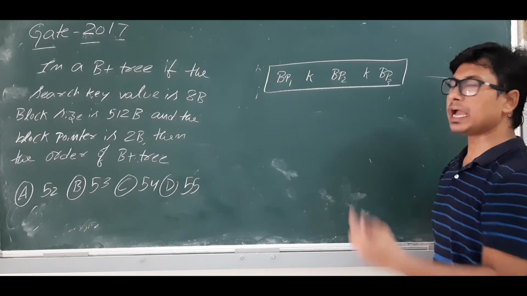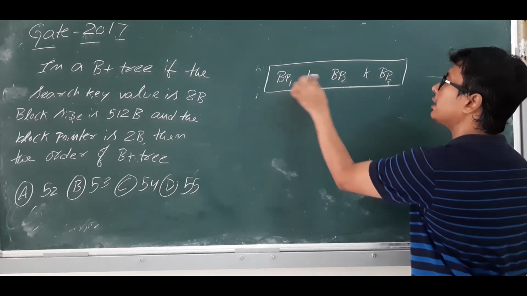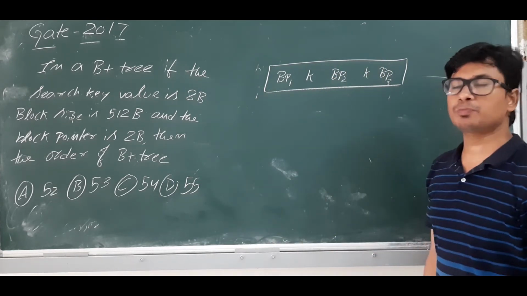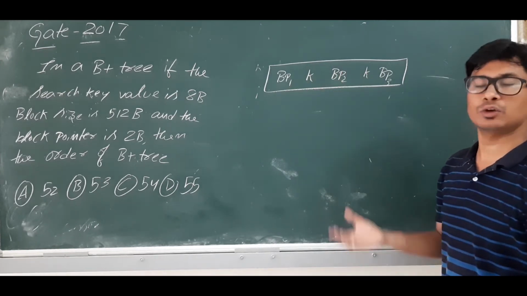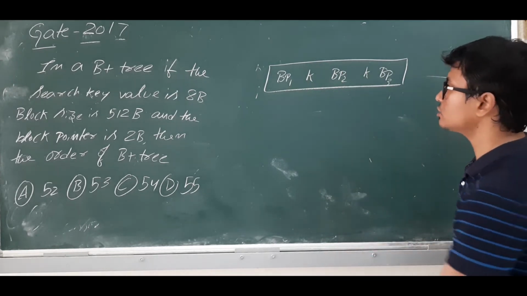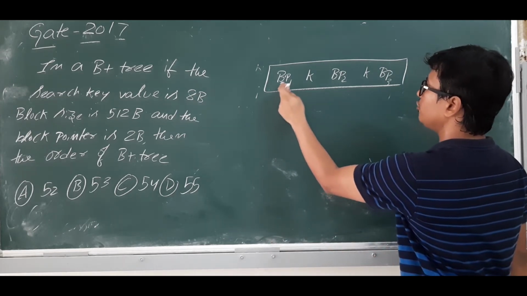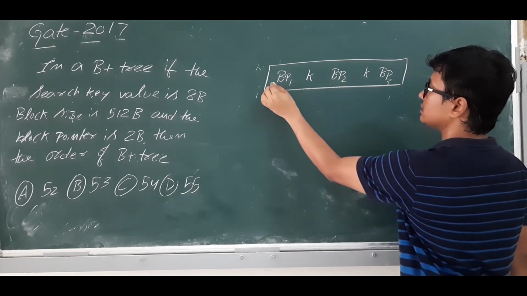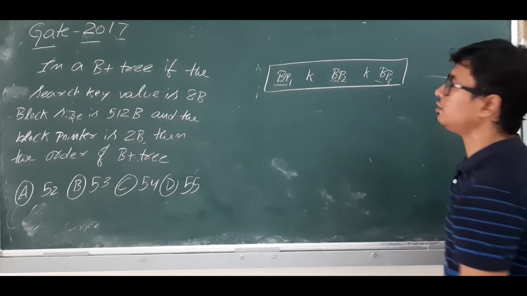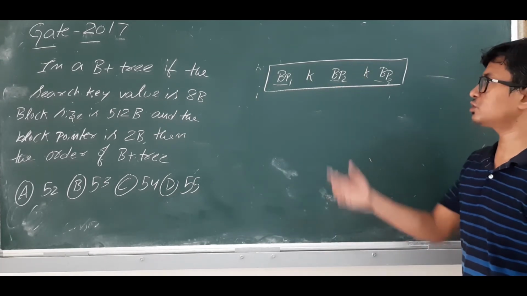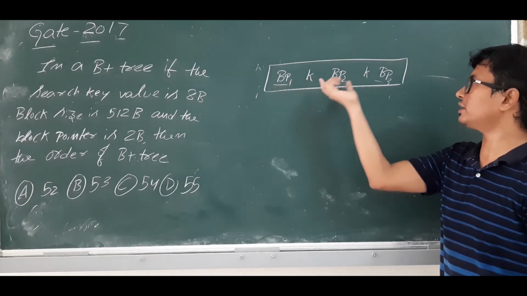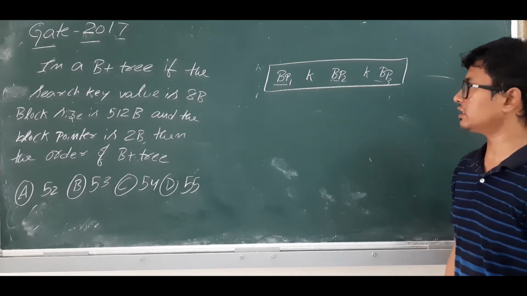What is meant by maximum number of children? Maximum number of block pointers possible. What is the maximum number of block pointers? We do not know, we need to calculate. If you see that we have 3 block pointers, we have only 2 keys. So if you have n block pointers, you will have n minus 1 keys.